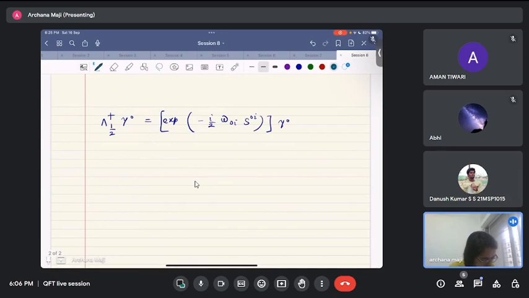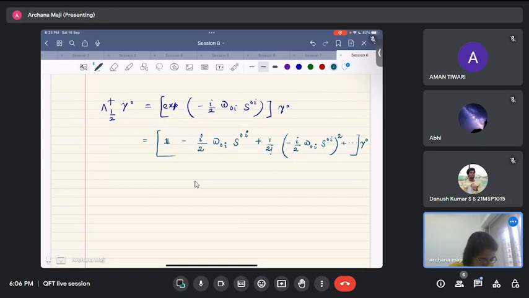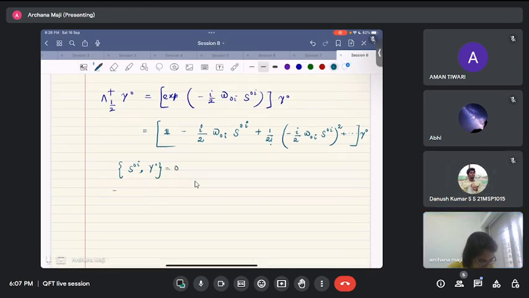So you can see that this is a matrix, but we can always expand it. So we will get identity minus i over 2 omega 0i sigma 0i, minus the square of that term divided by 2 factorial, and so on, times gamma 0. Now we saw that sigma 0i anti-commutes with this gamma 0. Is that correct? Yes. So that means sigma 0i gamma 0 is minus gamma 0 sigma 0i.